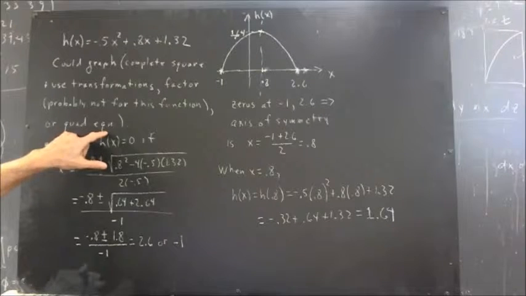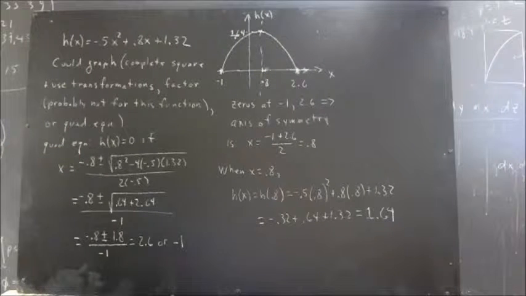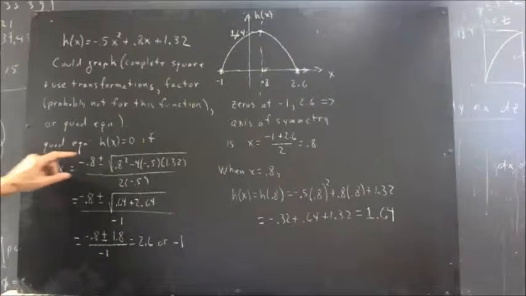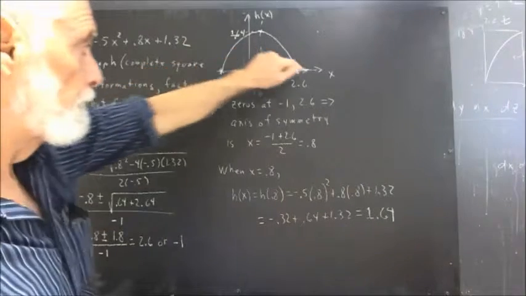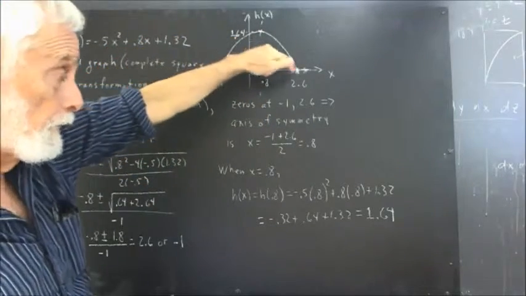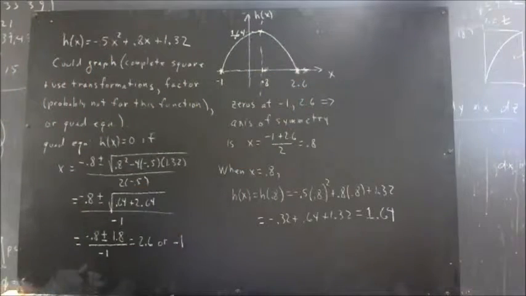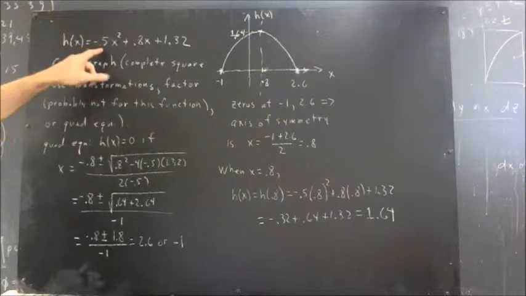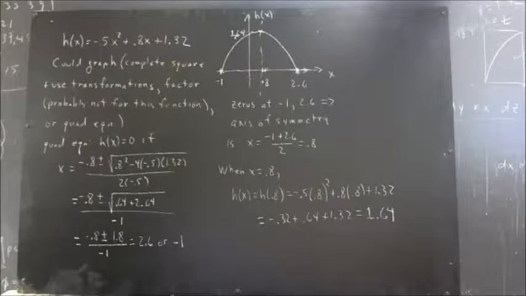I'm going to choose this time to use the quadratic equation just to reinforce what we can learn from the quadratic equation. Okay, now, quadratic equation, we find the zeros. Now we're going to find two zeros, and you already see that the zeros are going to be at negative 1 and 2.6, but how did we find that? We couldn't put that down there until we found it. We plugged A equals negative 0.5, B equals 0.8, C equals 1.32 into the quadratic formula, and this is what we get.